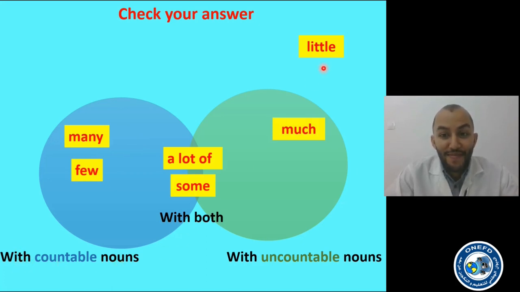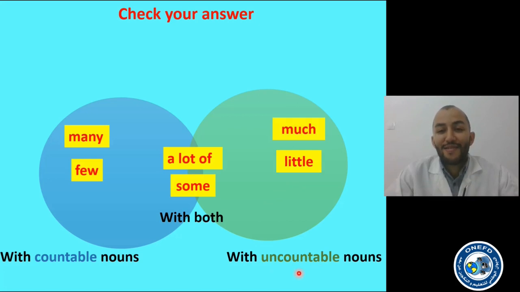And the last one, little. Little is used with uncountable nouns. It's a quantifier that is used with uncountable nouns. Is it okay? Well done, guys. Let's move on to the next one.